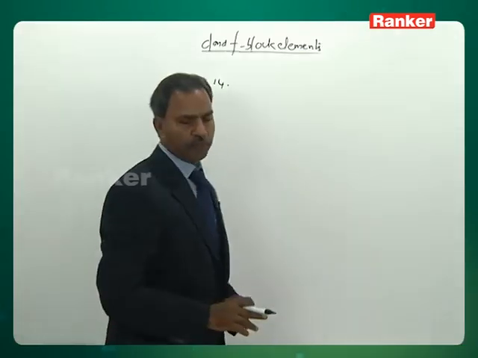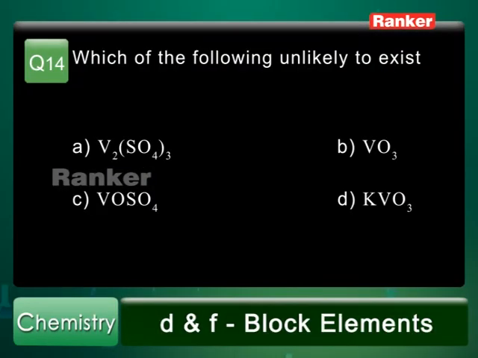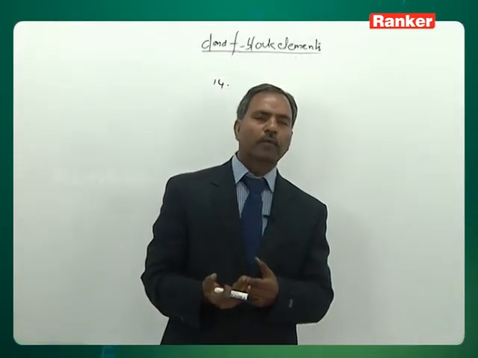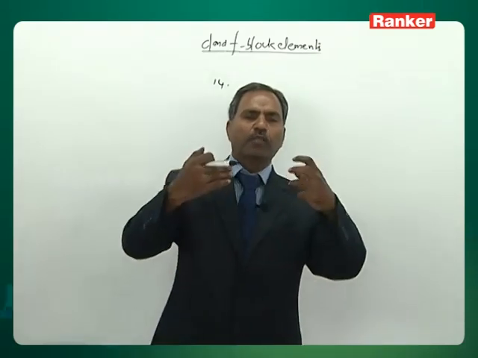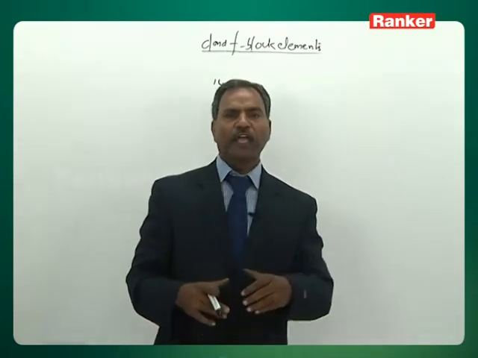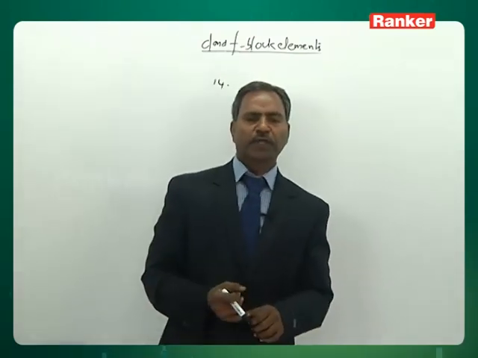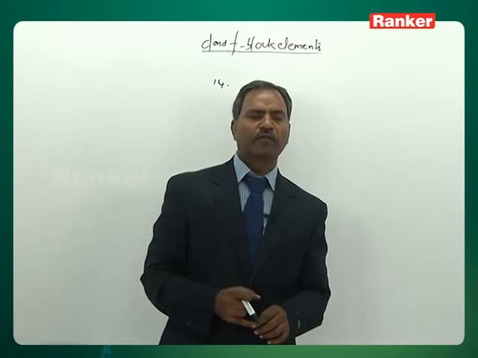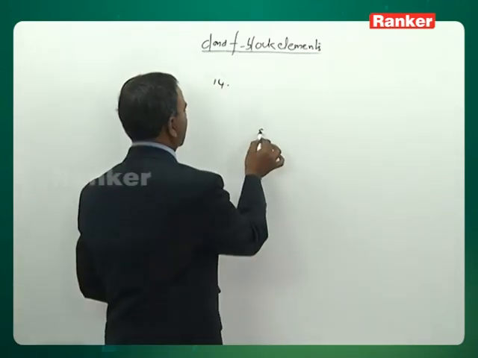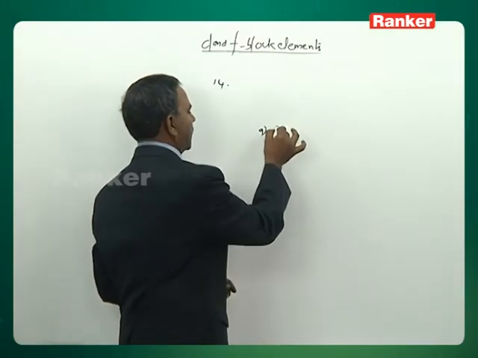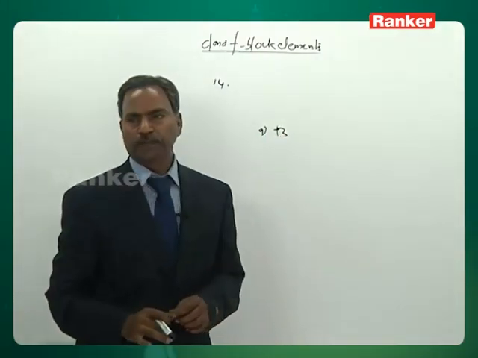Coming to question number 14. Which of the following is unlikely to exist? When such a question appears, remember that a metal cannot form a compound with more than its possible oxidation number. See option C, VDS4 taken thrice. Option A: you are taking vanadium in plus 3 oxidation number. Yes, possible. For vanadium plus 3 is possible.